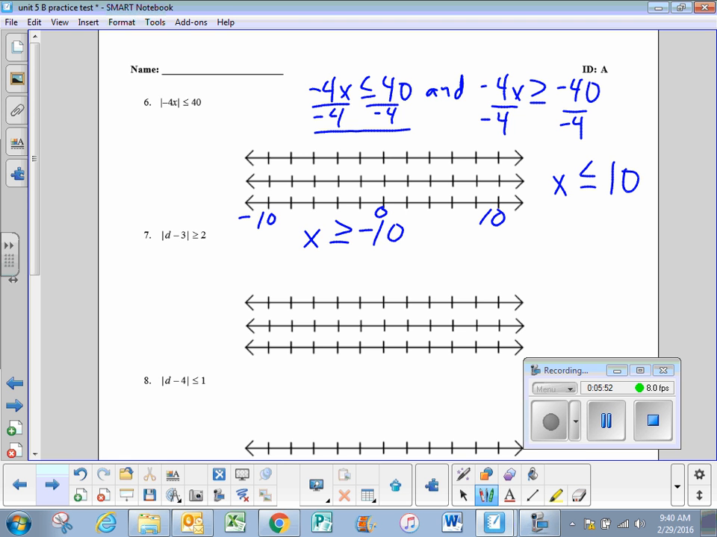Okay, this is an and. Where is x greater than or equal to -10 and less than or equal to 10? Where is it both? In between. At -10, at 10, and everywhere in between. That's where they're both graphed. That's what we're looking for when we're looking for an and.